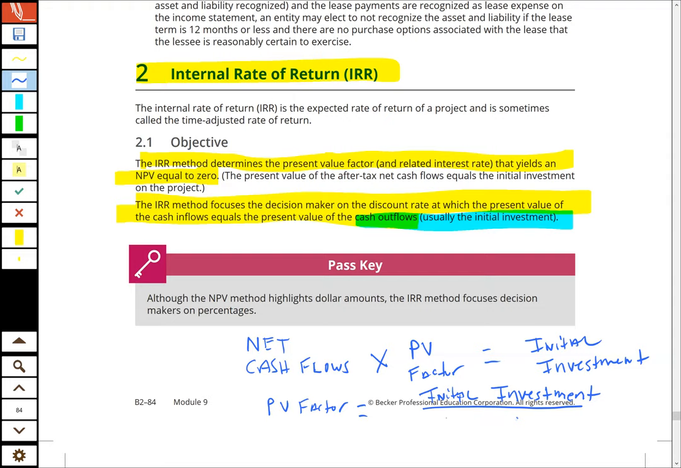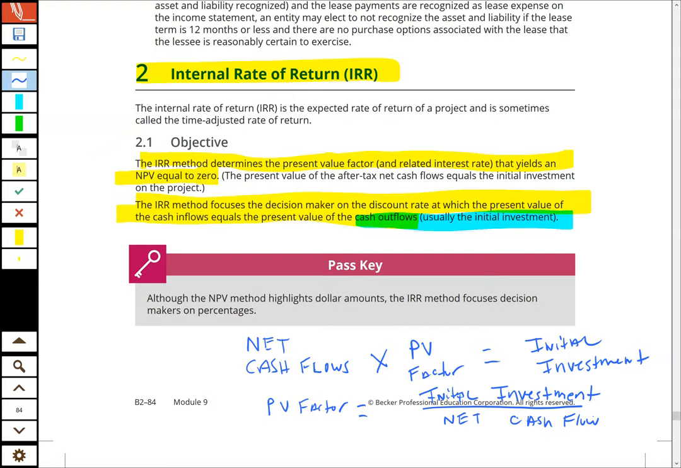Divide it by what? By the net cash flows. Now, once you get that factor, you can take it to the present value table and run your finger along for the number of periods. They'll tell you how long the project is, the number of periods. Run your finger along the number of periods until you find that factor. And when you find that factor, you come up and that's telling you what the internal rate of return is.